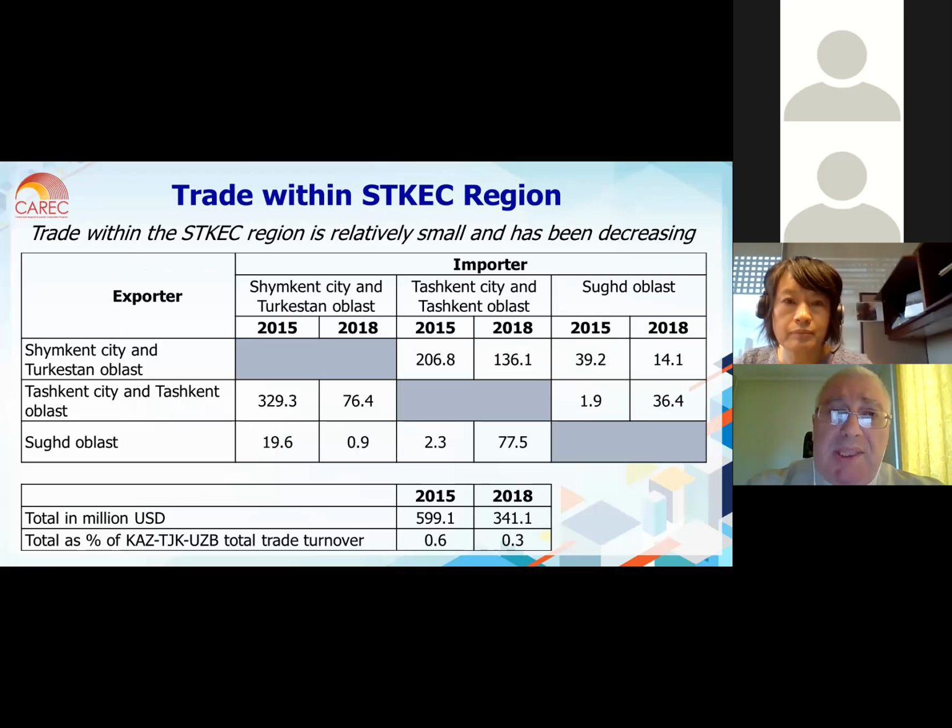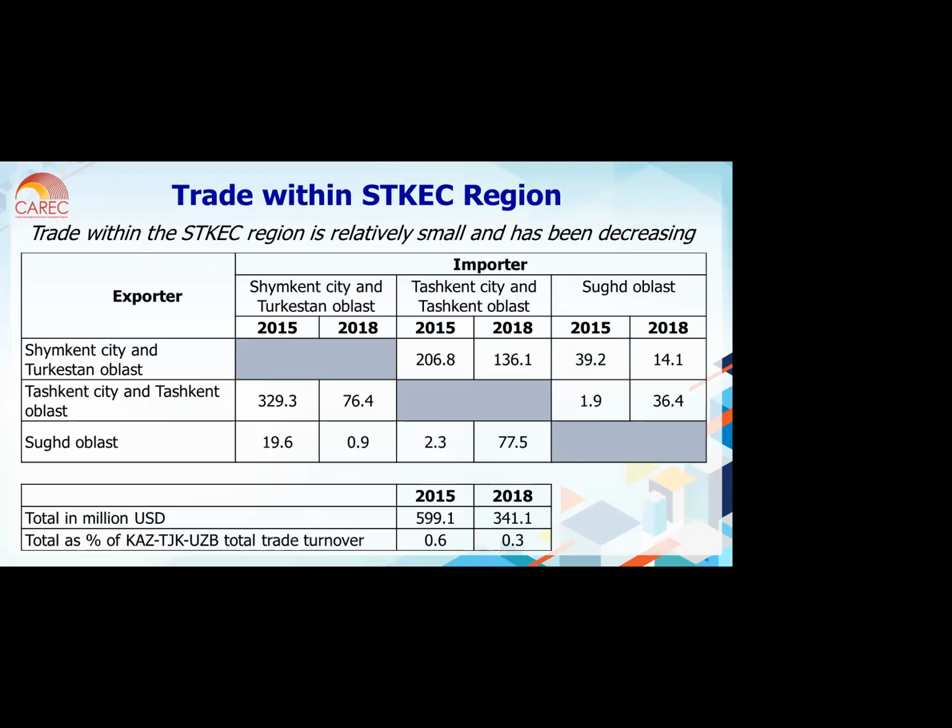Well, if we speak about trade within the region among cities and oblasts of this region, we can say that the volume of trade is not that big. It is relatively small, and in Kazakhstan, these are tens of billions of export, and in Tashkent as well. But if we speak about this region, we can only speak about hundreds of millions of US dollars worth of trade. And we can see the difference between 2015 and 2018. We can even see the decrease in the volume of trade, unfortunately.